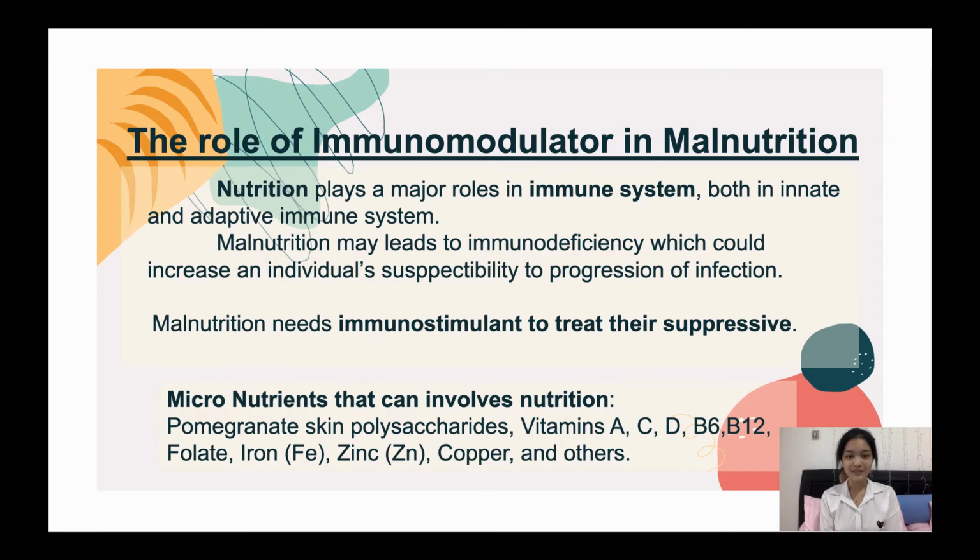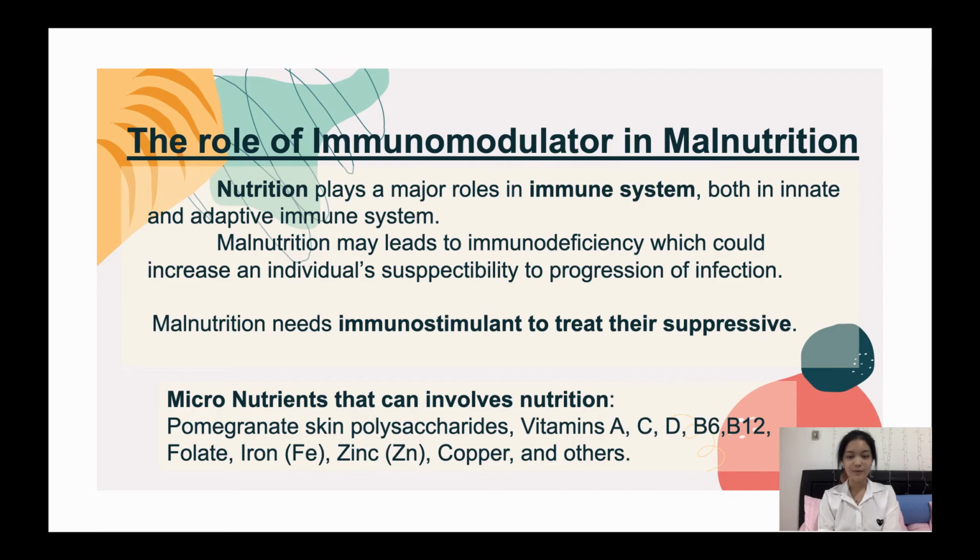As you know, nutrition plays a major role in treating a disease, not only acute but also chronic. Further, nutrition such as macronutrients and micronutrients is associated with enhancing the body's immune response to pathogens. Malnutrition can cause deficiencies of macro and micronutrients, which can lead to immune deficiencies in both innate and adaptive immune responses and can raise the risk of developing a disease. Therefore, malnutrition requires immunostimulants to treat immunosuppression.